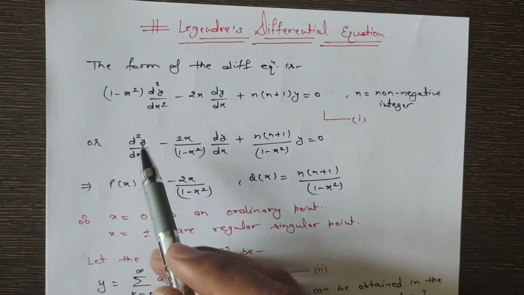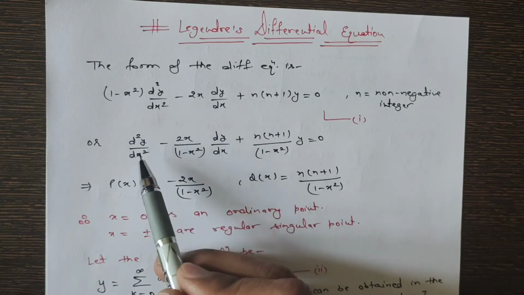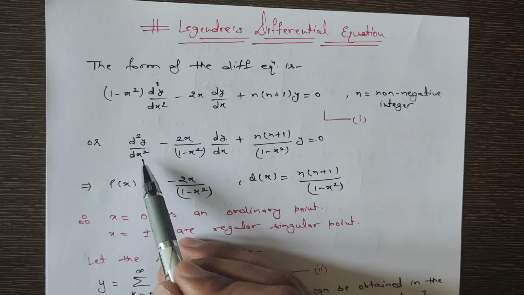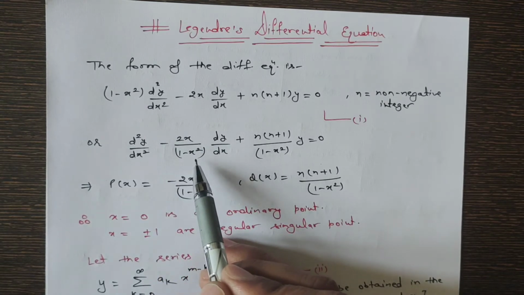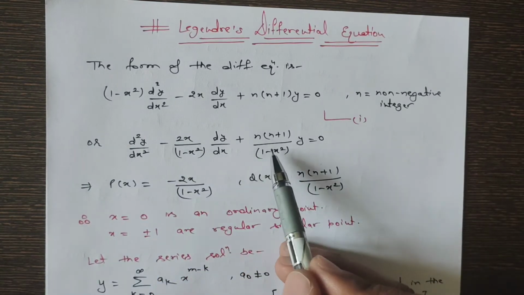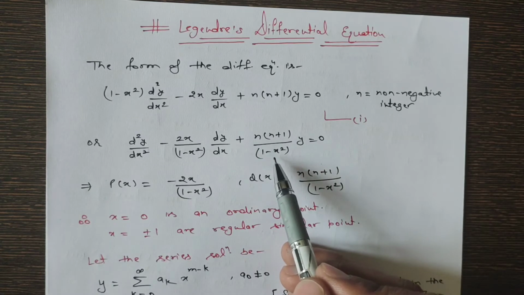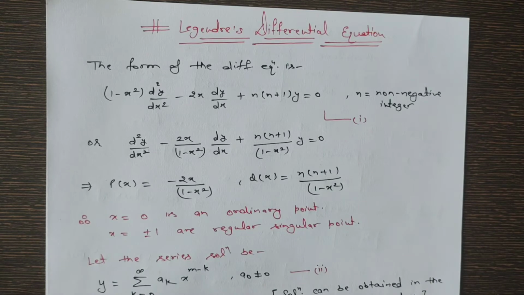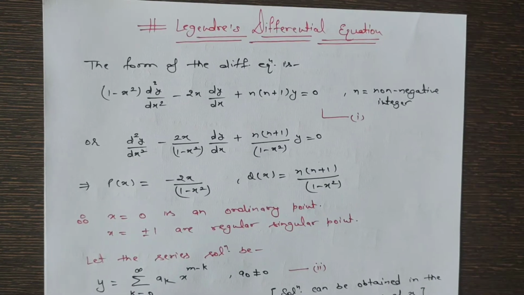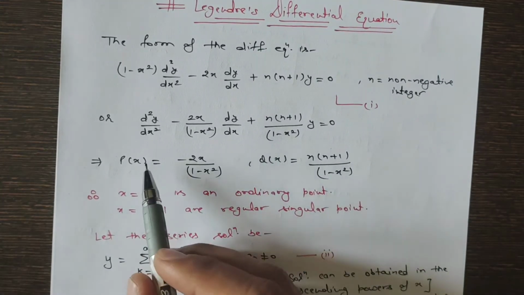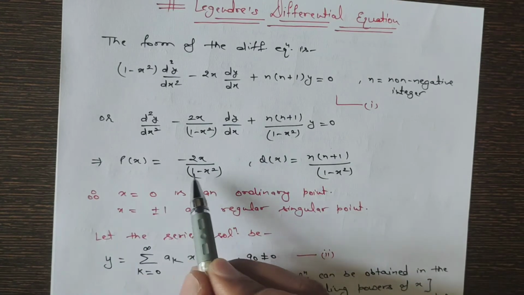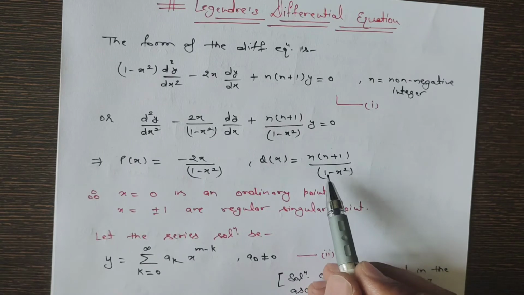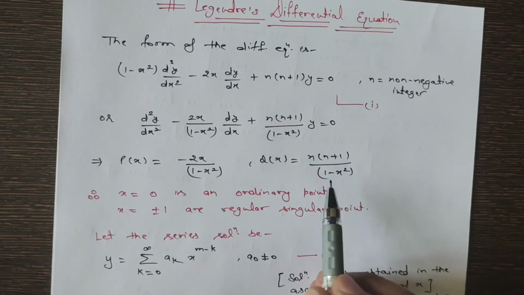Clear? So this equation can be rearranged to have p(x) and q(x), and this will be d square y by dx square minus 2x over 1 minus x square dy by dx plus n into n plus 1 divided by 1 minus x square into y equals 0. So comparing this equation with the general form of a second order linear differential equation, we have p(x) equal to minus 2x over 1 minus x square, and q(x) equal to n into n plus 1 divided by 1 minus x square.